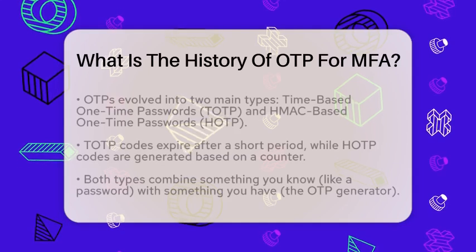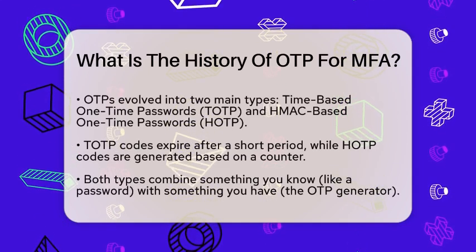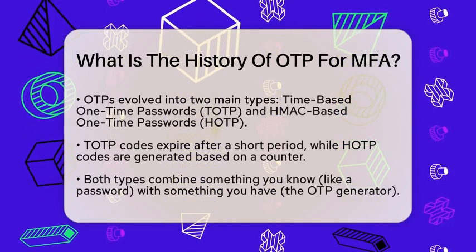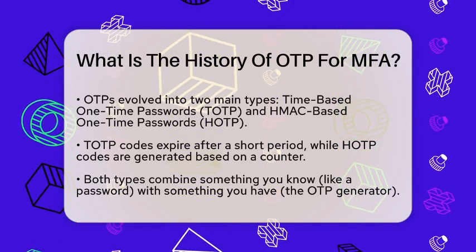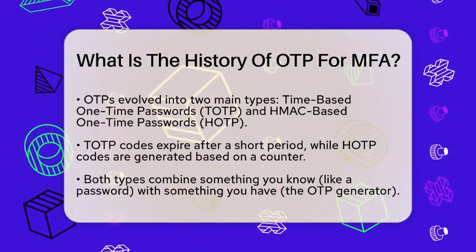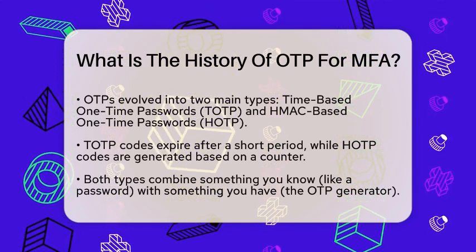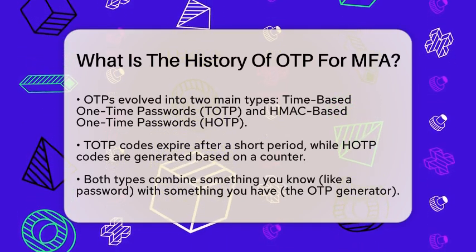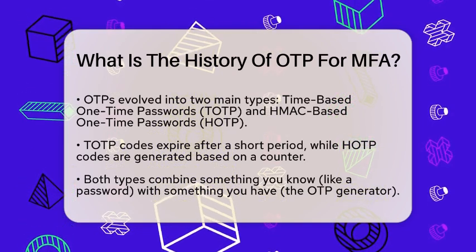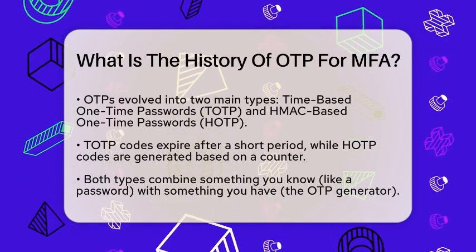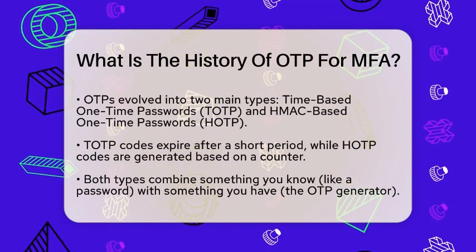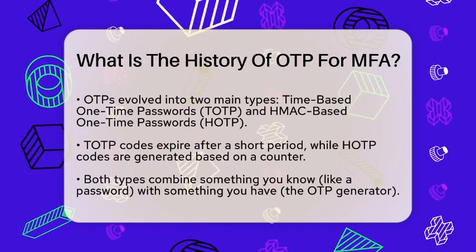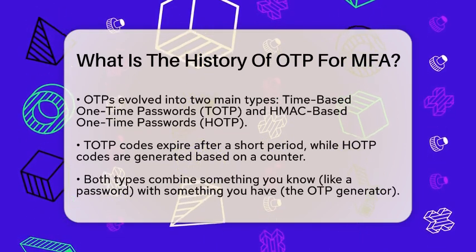As technology advanced, one-time passwords evolved into two main types: time-based one-time passwords and HMAC-based one-time passwords. Time-based one-time passwords generate codes that expire after a short period, while HMAC-based one-time passwords create codes based on a counter. Both methods combine something you know, like a password, with something you have, like the one-time password generator, making identity verification much stronger. Before the introduction of one-time passwords, most authentication relied solely on static passwords. This method was vulnerable, leading to a rise in hacking incidents.